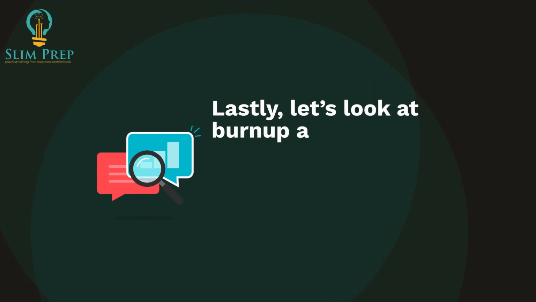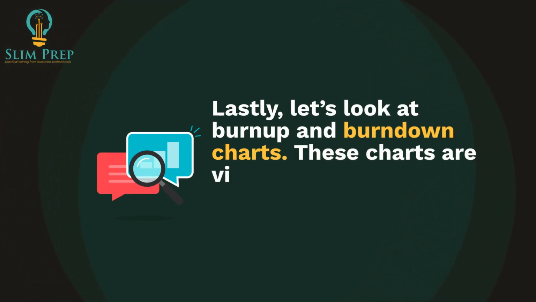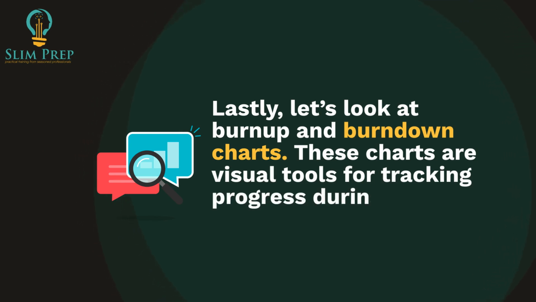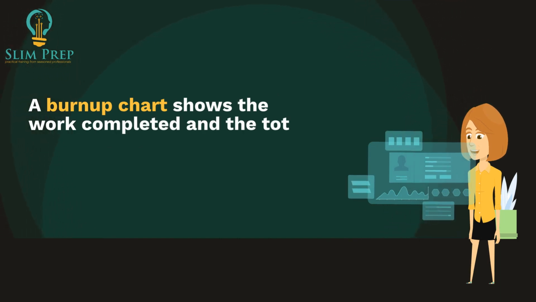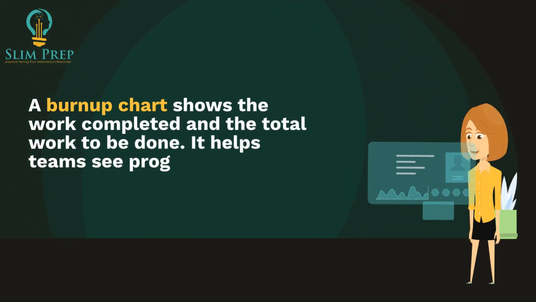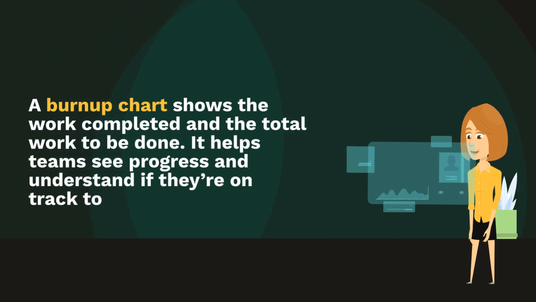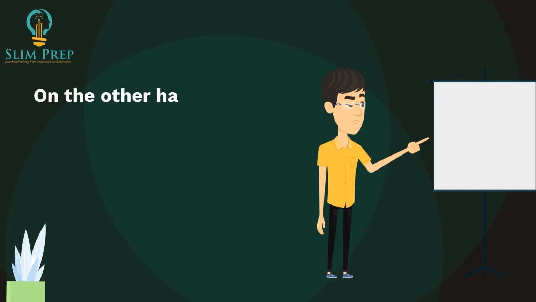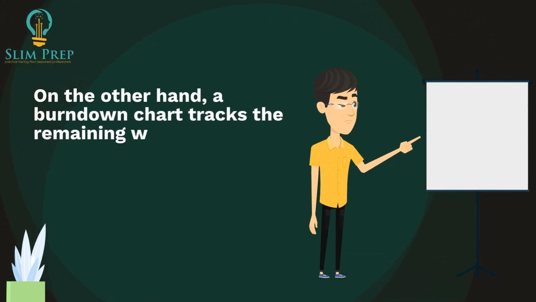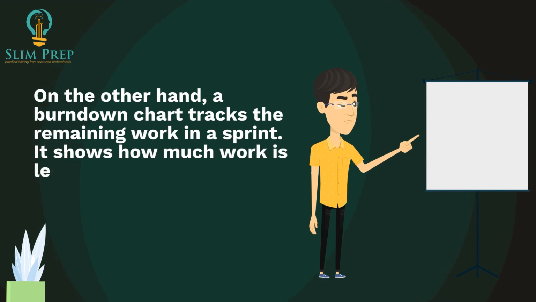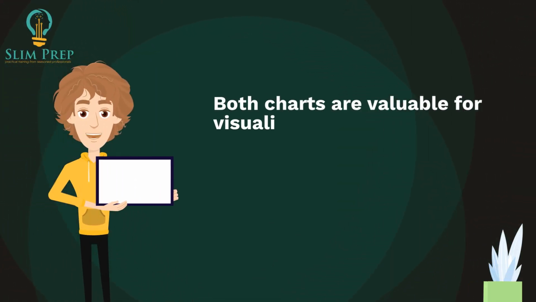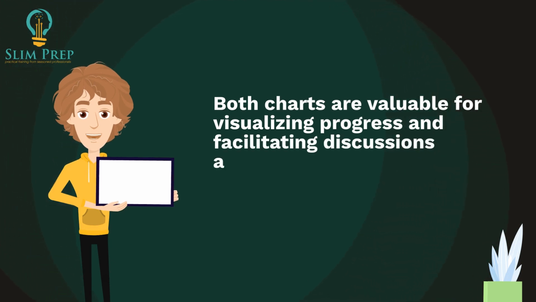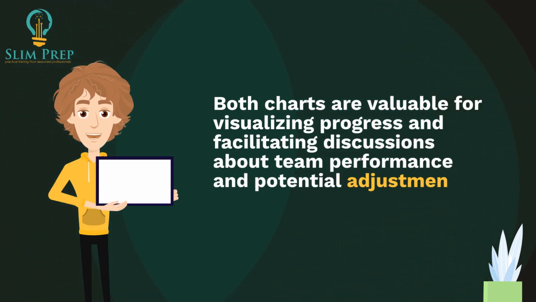Lastly, let's look at burn-up and burn-down charts. These charts are visual tools for tracking progress during a sprint. A burn-up chart shows the work completed and the total work to be done. It helps teams see progress and understand if they're on track to meet their goals. On the other hand, a burn-down chart tracks the remaining work in a sprint. It shows how much work is left to complete and helps teams identify potential delays or obstacles. Both charts are valuable for visualizing progress and facilitating discussions about team performance and potential adjustments needed to stay on track.